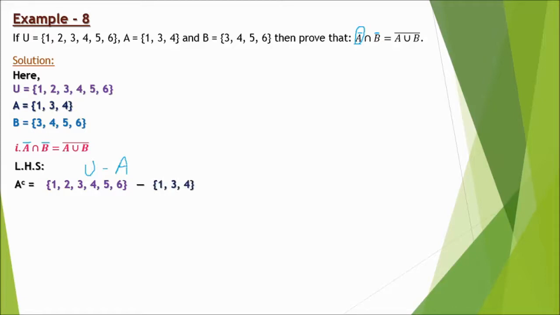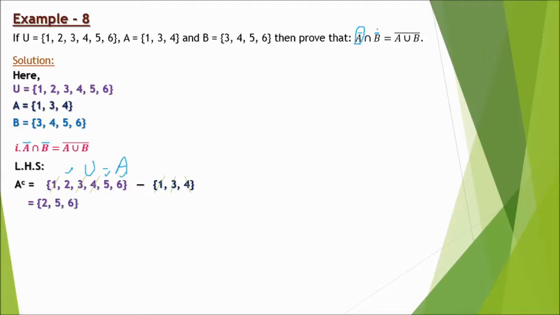So let's cancel. 1, 3 and 4 will be cancelled, and the remaining are 2, 5 and 6. This is the difference of the universal set and set A. So 2, 5 and 6.